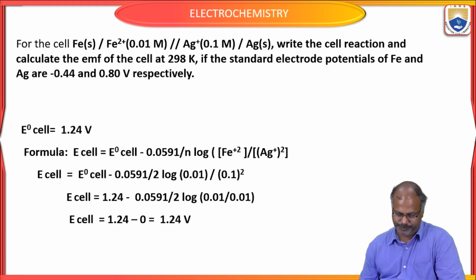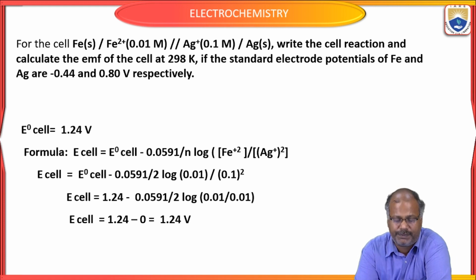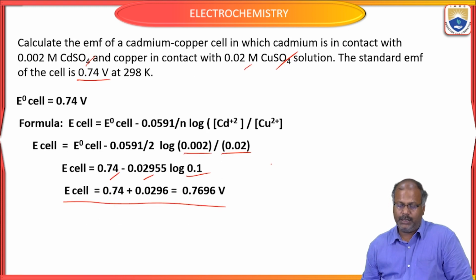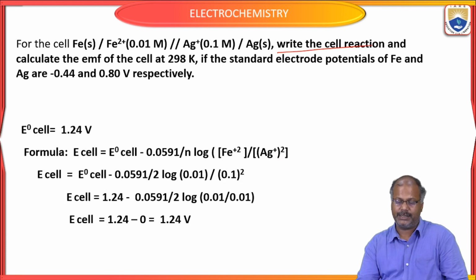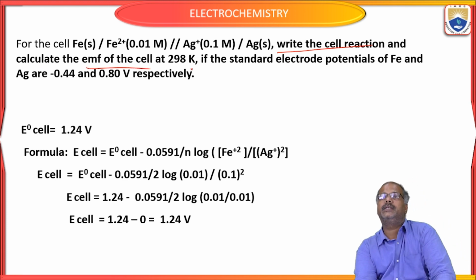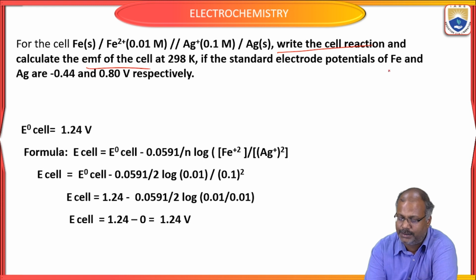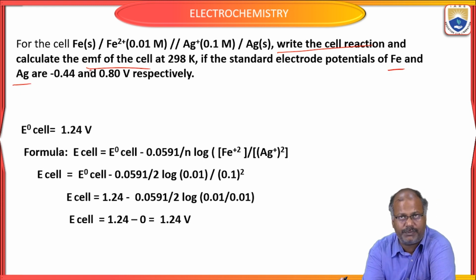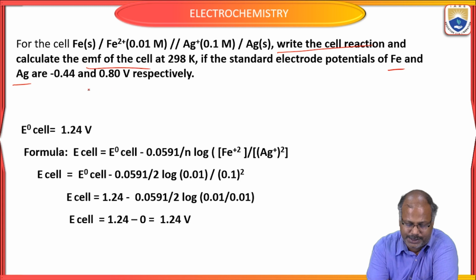Next. For the cell Fe solid, Fe2 plus 0.01 molar, salt bridge, Ag plus 0.1 molar, Ag solid, write the cell reaction and calculate the EMF of the cell at 298 Kelvin if standard potentials of iron and Ag are given. Okay, cell reaction now.